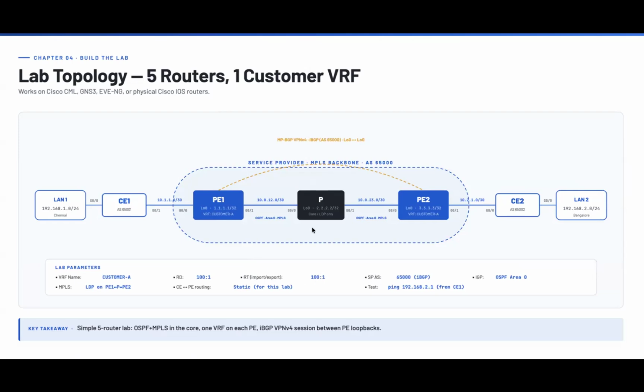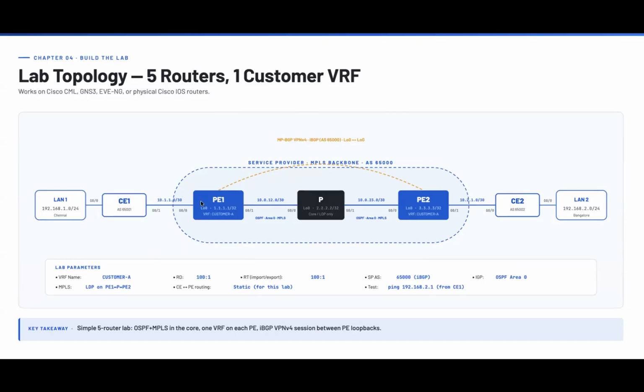The AS of this IBGP is 65000. I'm using OSPF area 0. MPLS LDP will be configured from P1 to P2. Don't get scared about the diagram and all. We will configure only the PE1 router and the P router. The P router configuration is almost the same as PE1.